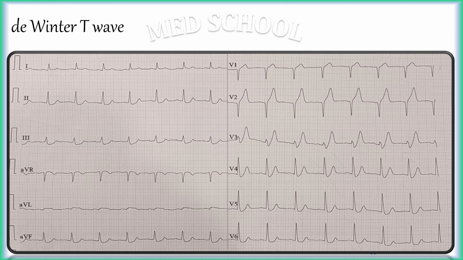If you observe complexes in lead V3, there is ST depression which is more than 1 mm along with tall peak T wave. Somewhat similar changes are present in lead V4. There is 1 mm ST elevation in lead aVR, while there is no ST elevation in precordial leads. So these changes are typical of de Winter T wave.